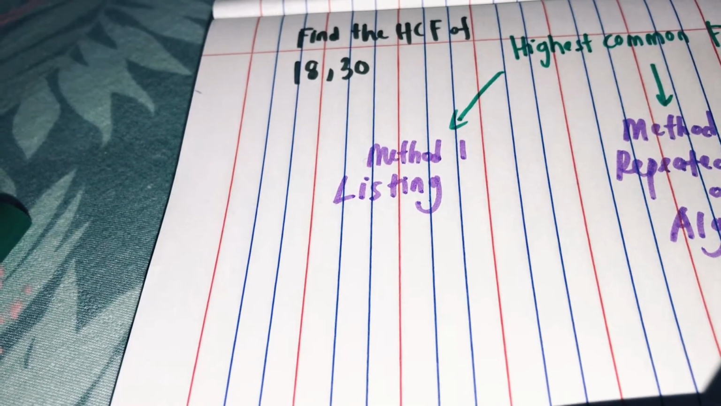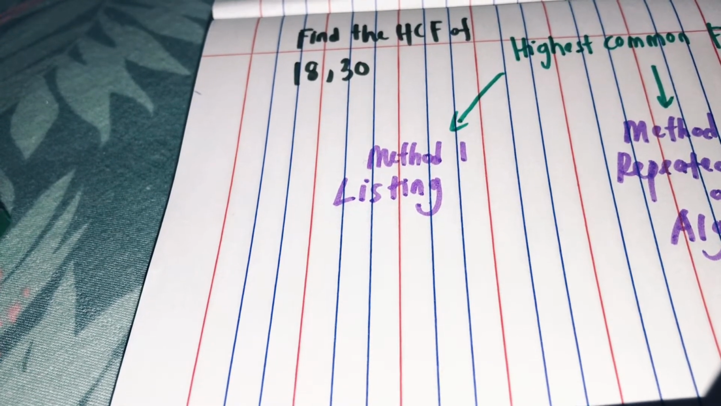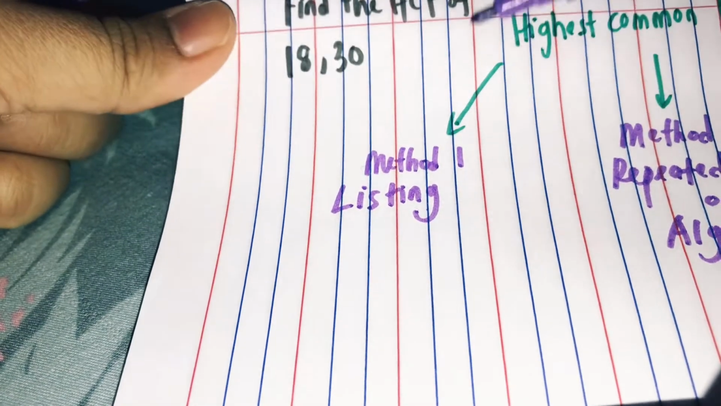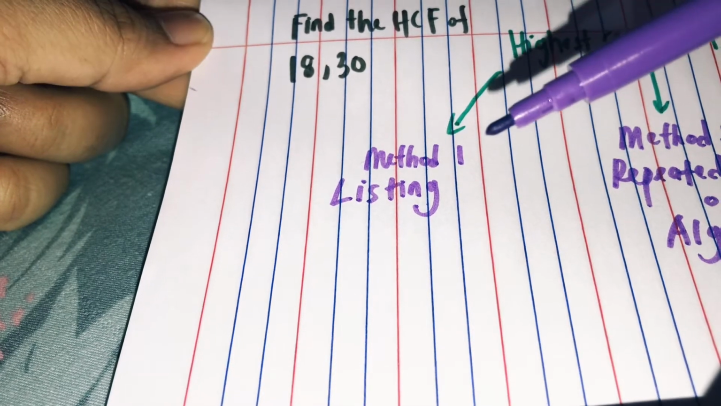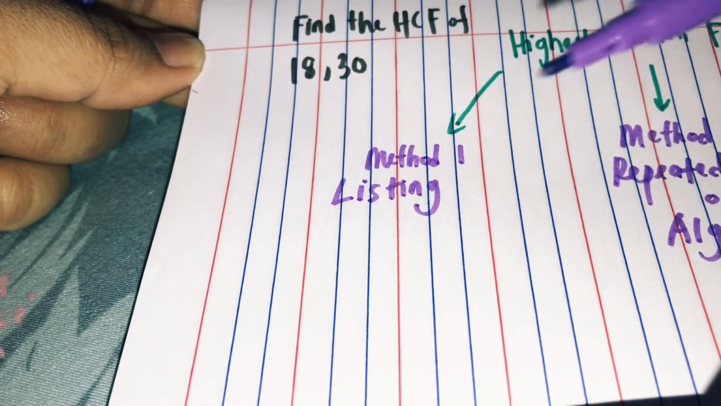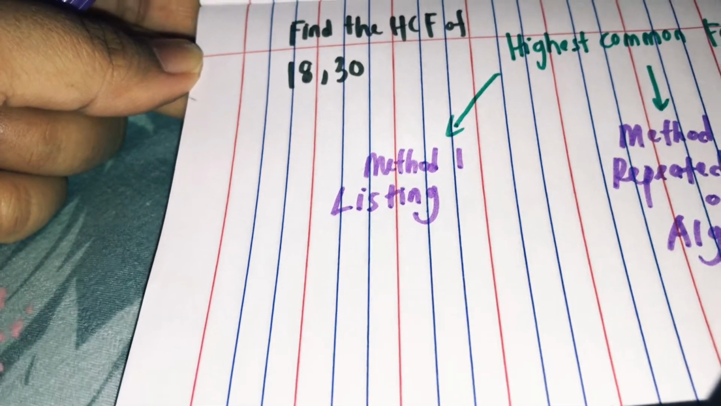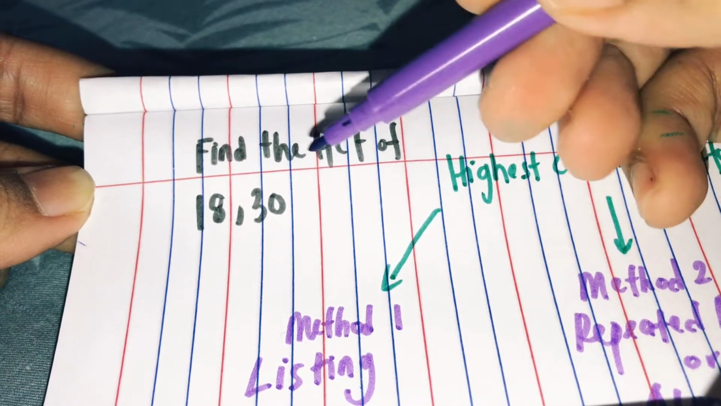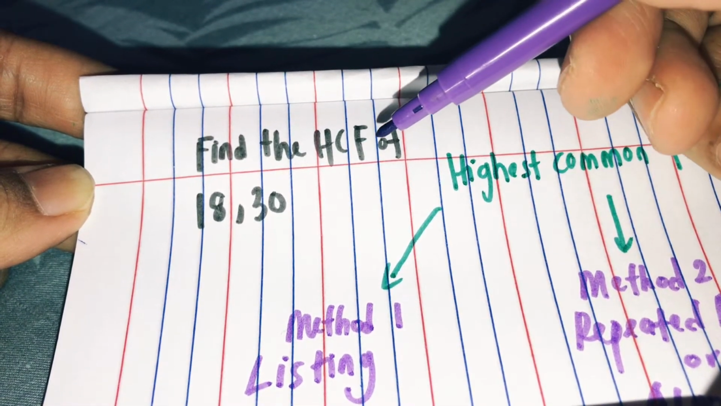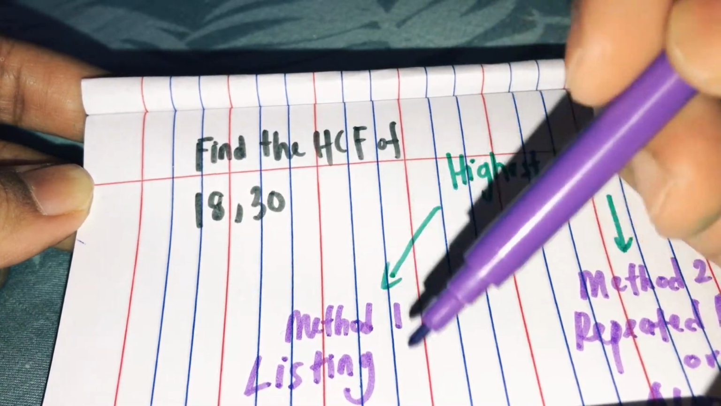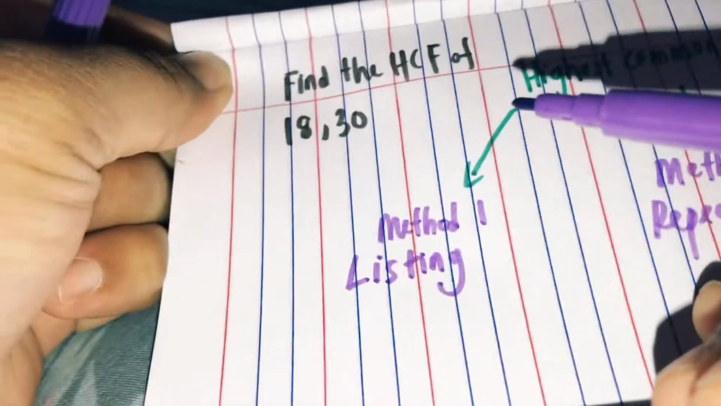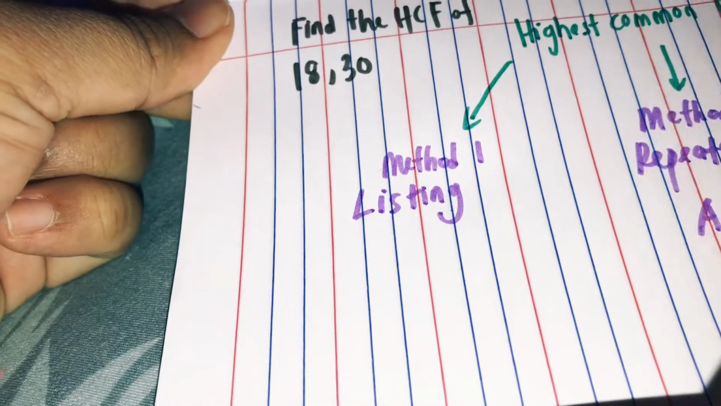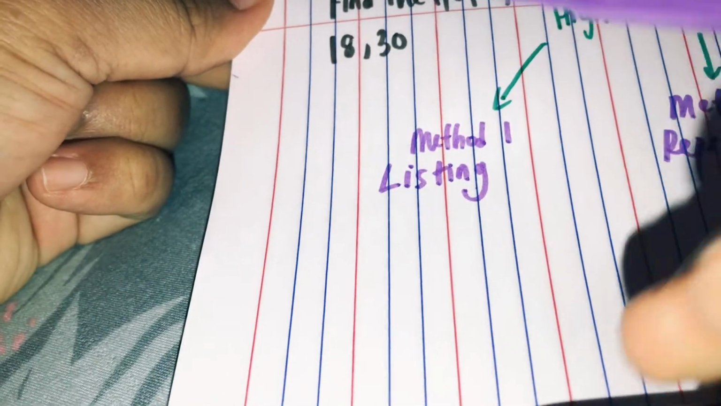Now I will explain method 1, listing. We use the same question, but we will solve using 3 methods. Then the answers will all be equal. Even though you use different methods, the final answer must be equal. So find the highest common factor of 18 and 30. First method, listing. The listing method is the same as solving common factors.